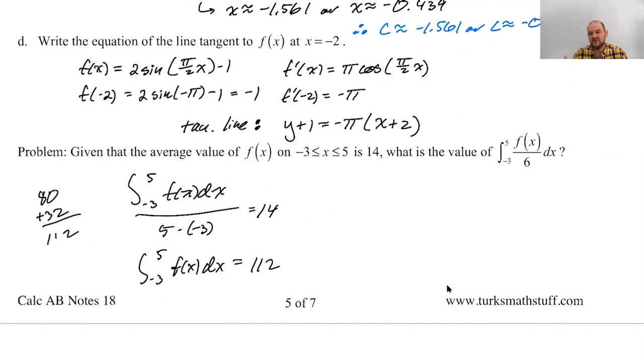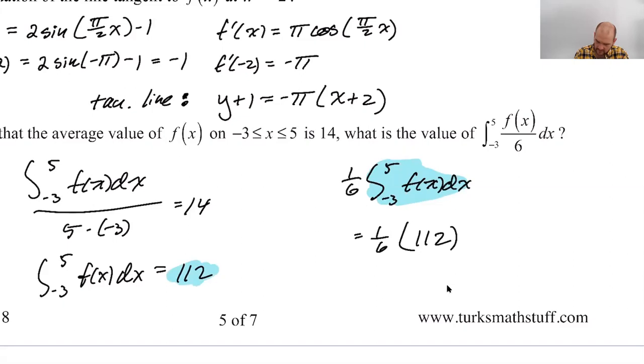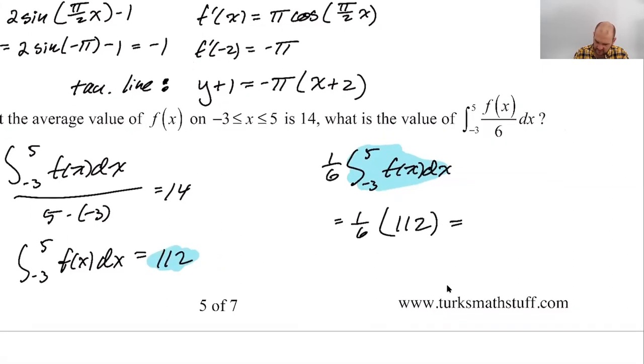What is the value of the integral from negative 3 to 5 of f of x over 6 dx? These questions are always doable. You just have to figure out how what I was just told relates to what I can find. So I know this value, we just found this. This is going to be equal to 1/6 of 112. Which is, I don't know, they're both divisible, 56 over 3. I think that's all the simplifying you can do.